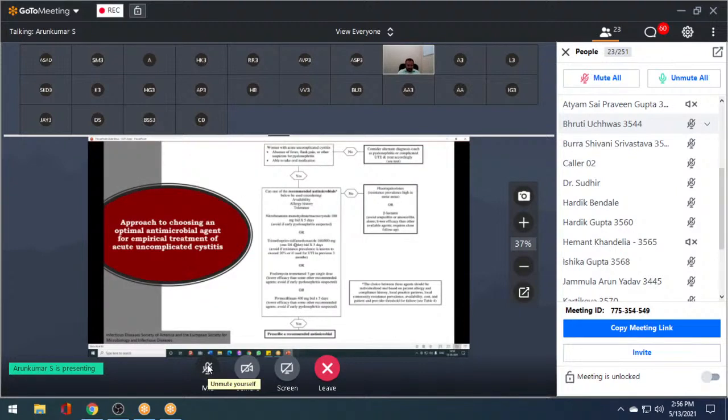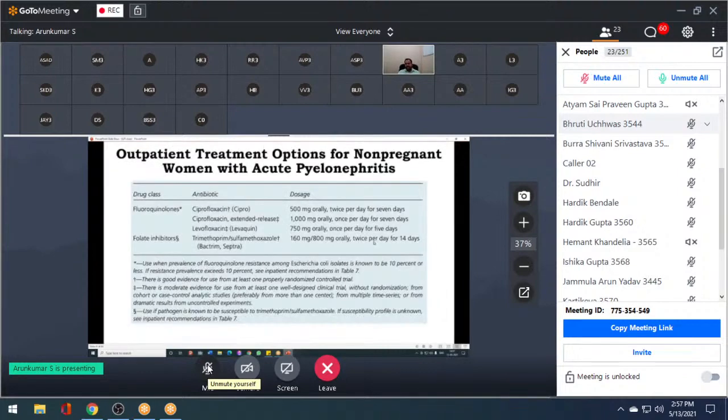So this is another chart from the IDSA and European Society. It gives the same thing. Once you rule out alternate diagnosis, you give either nitrofurantoin, sulfa or fosfomycin. If there is any resistance, then fluoroquinolone can be used. So what we should understand is that we need an idea of the local resistance pattern, because there are some areas where the fluoroquinolone resistance is high. In these areas, fluoroquinolone should not be used as part of outpatient therapy. So we should know about the local antibiogram before we prescribe. Per se, in India, the resistance for fluoroquinolone is still not over 10%. That is why we are still using it.